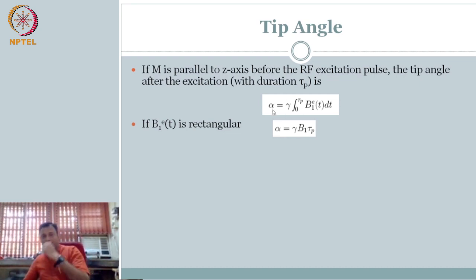So alpha is the tip angle, right? For the simple case, if you assume it to be a rectangle, then your alpha is nothing but gamma B1 tau p. Tau p is the time duration over which this excitation pulse is on. For the simplest case of a rectangle, I just get tau p minus 0, so gamma B1 tau p.